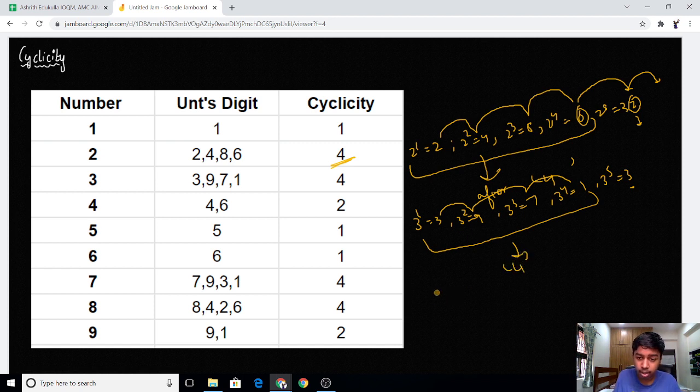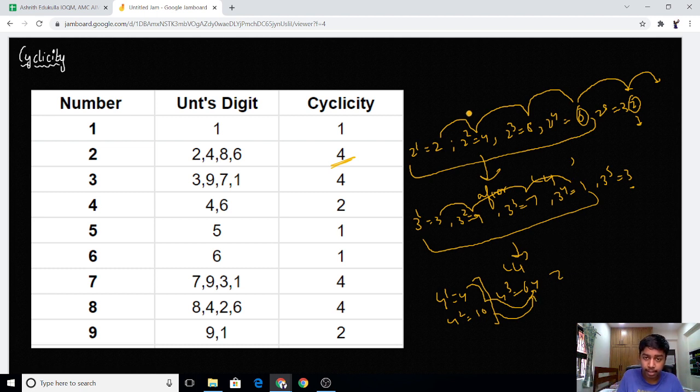Let us look at 4. 4 power 1 equals 4. 4 squared equals 16. 4 cubed equals 64. 4, 6, and again we're getting a 4. So the cyclicity is 2, because after 2 numbers we get the repeated one again.